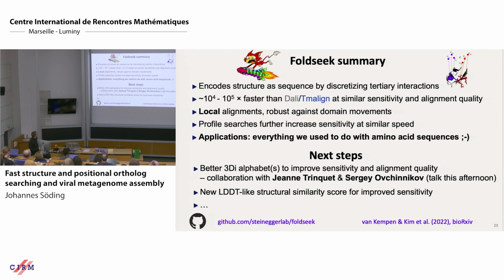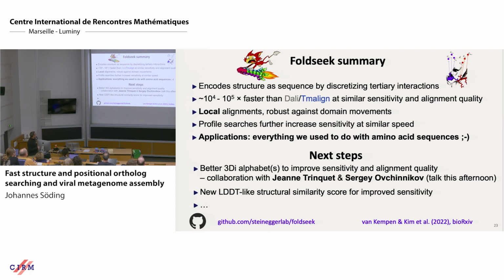The applications, I think, are very, very numerous. Basically, a lot of things, or maybe most of the things that you could do with amino acid sequences, you can do with 3DI sequences. For example, many people write to us who want to do phylogeny or functional annotation and so on. And the nice thing is now that this is also only slightly slower than amino acid based searches.